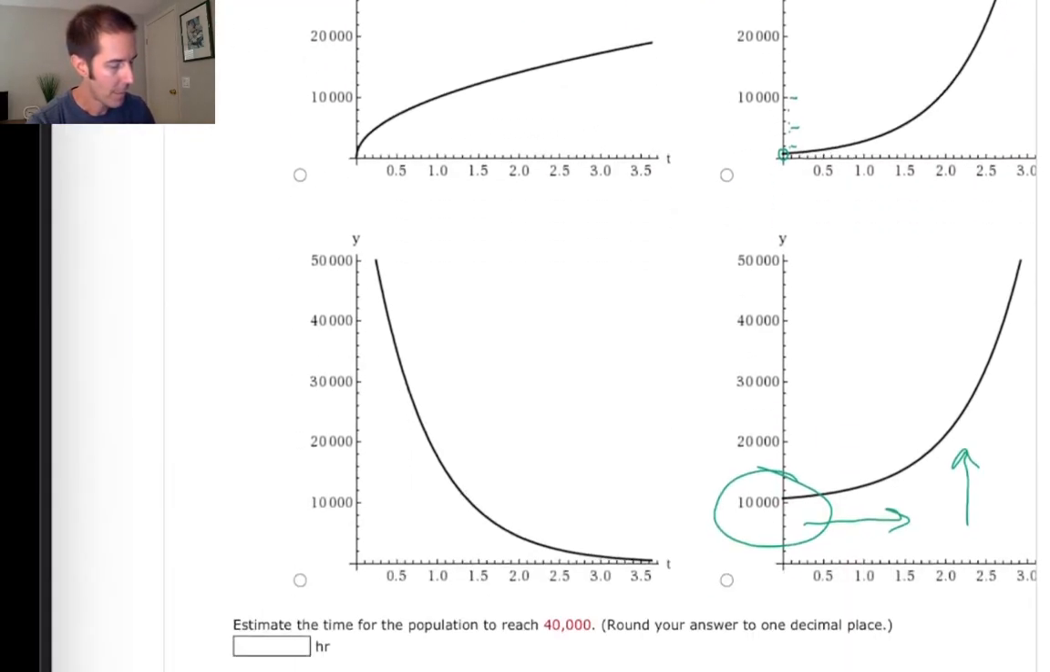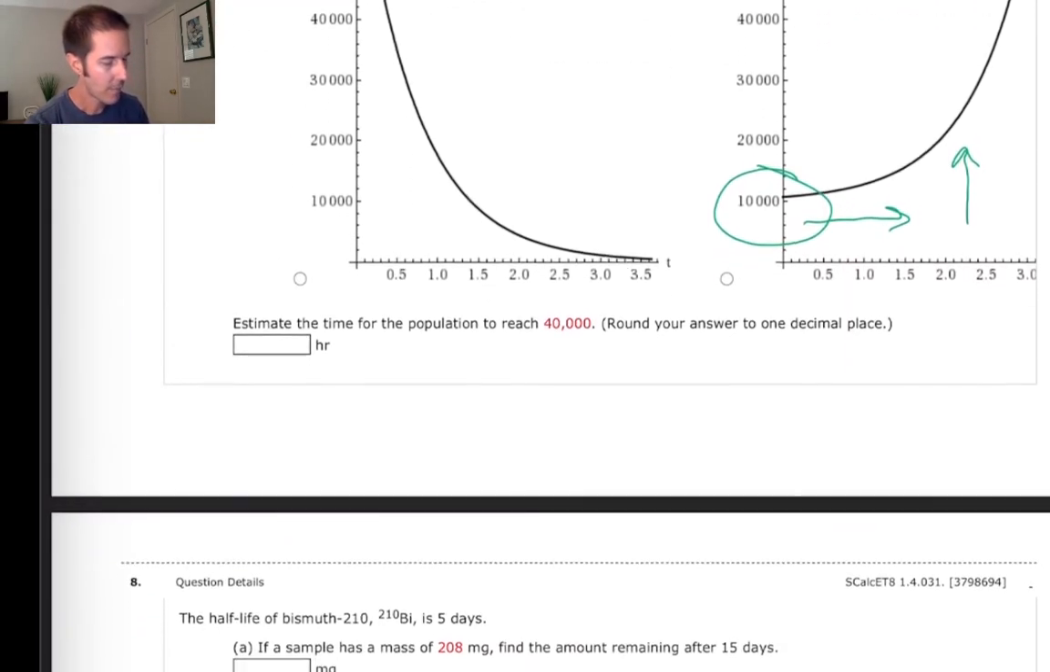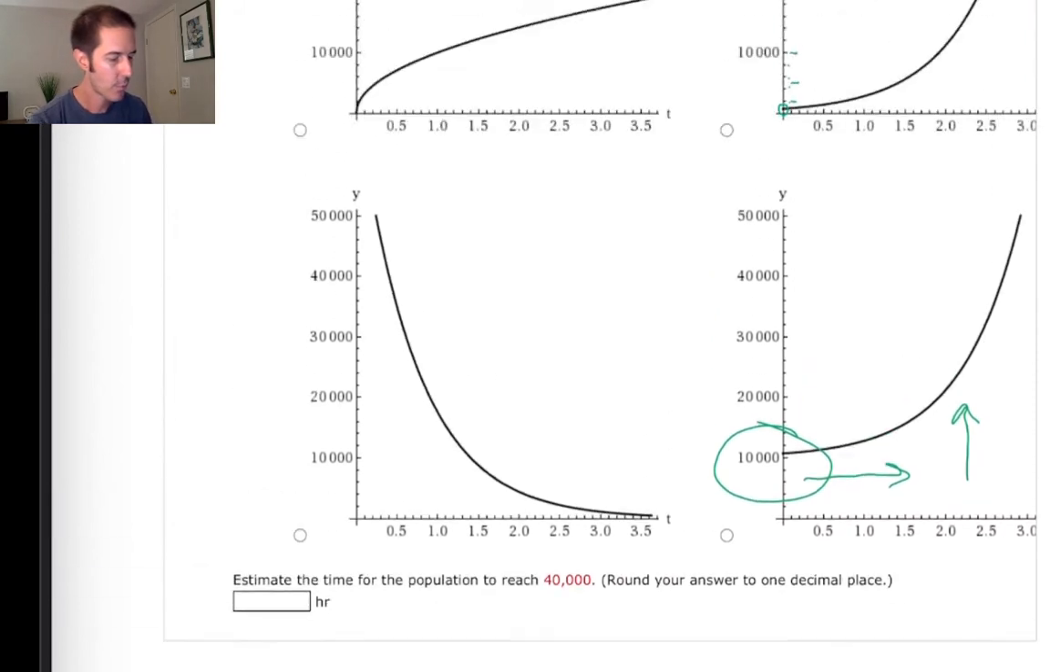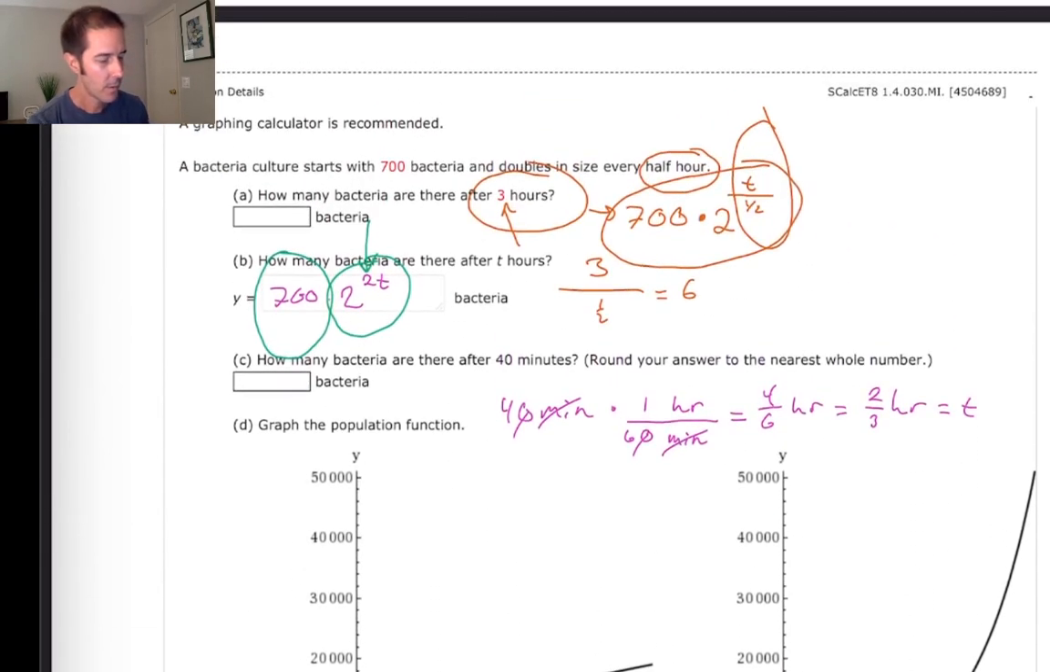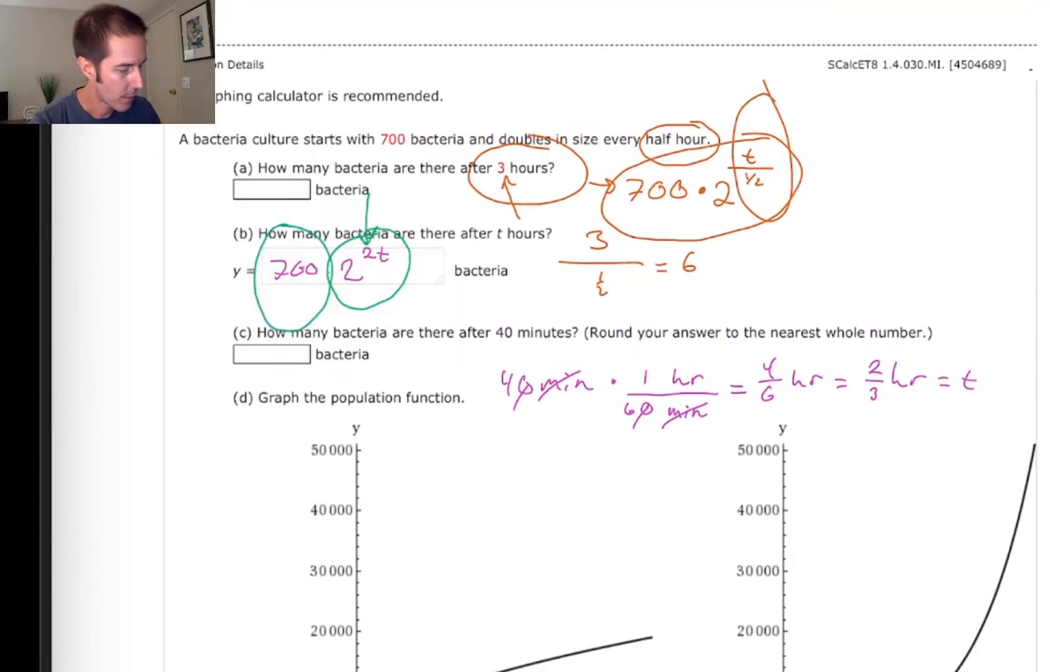All right, so applied problems, word problems. Estimate the time for the population to reach 40,000. This equation or this function that we designed up here in part B, oh, I didn't mean to erase the whole thing. I just wanted to erase the green stuff. I wish I could do color specific erasing. Wouldn't it be nice to have a filter on my pen for erasing?